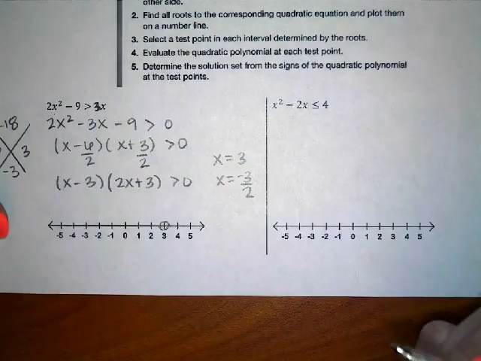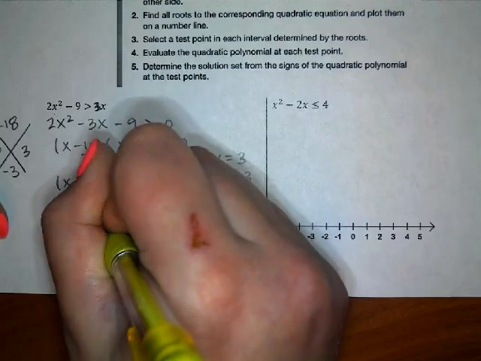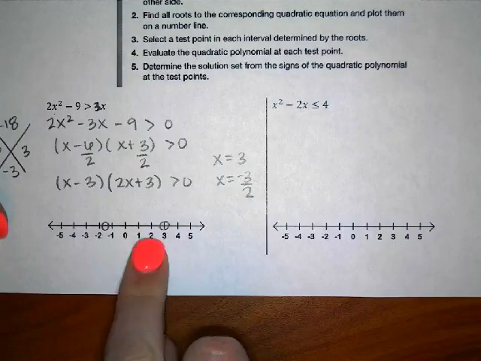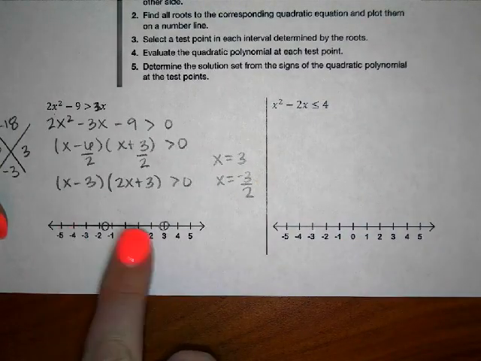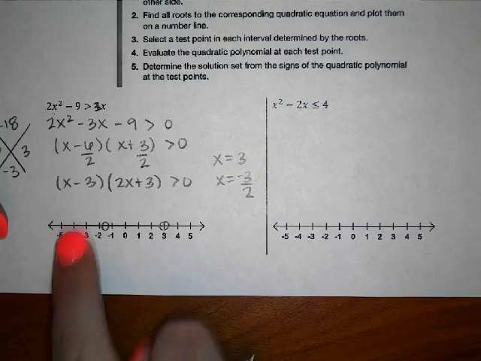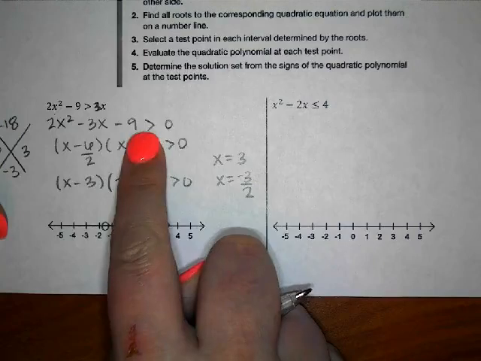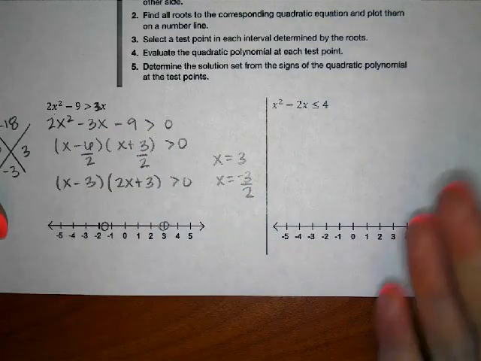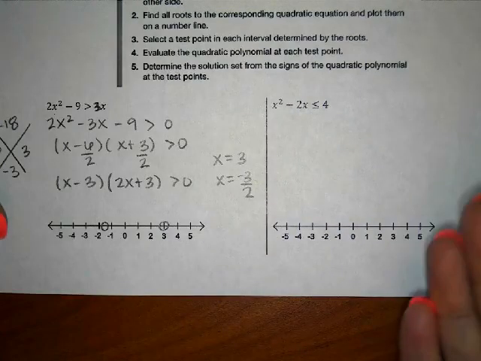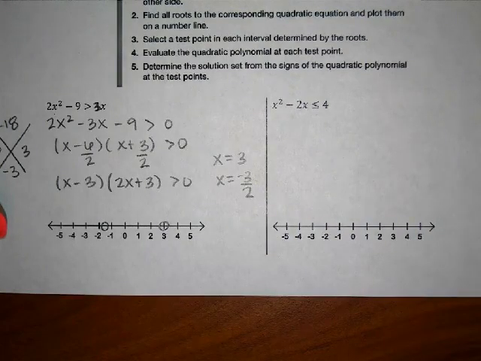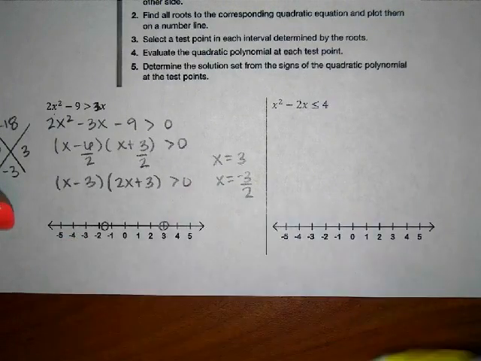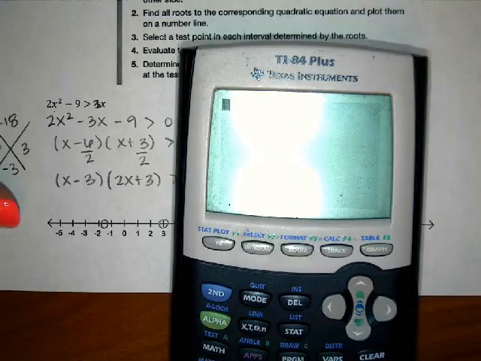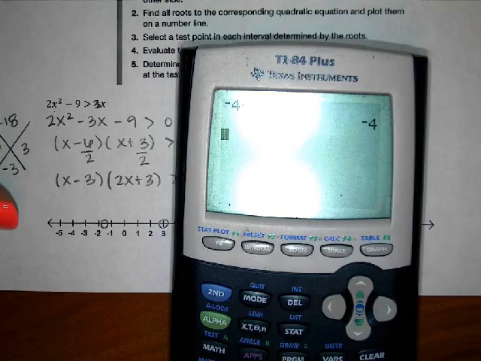Okay, so now using test points, you can just plug in numbers in between each of these intervals, plug them in here, and see if that number is greater than 0 or less than 0. And that's why people also call it a sign chart, because you want to see what the sign is of the output. You want to see if it's positive, so it's greater than 0, or if it's negative, so it's less than 0. So I'm going to choose a value over here, like -4. -4, I'm going to plug in for x, and then I'll just type in my equation. So if I plug in -4, I get a positive answer. So this is positive.